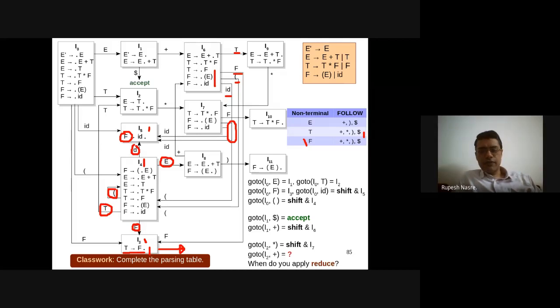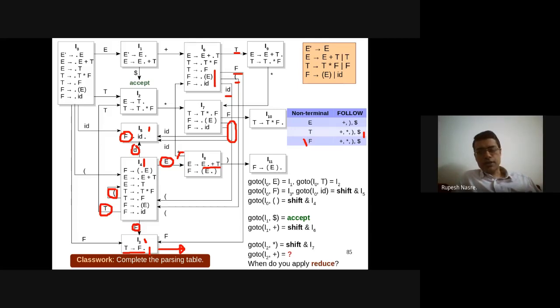If we have t deriving t dot id, okay. So if you have t deriving t dot id, you will not apply a reduce, right? That's okay. We do have such things here. For example, here e dot plus t, right? So on that we will have a transition on plus, which is going here. So that seems to be okay. That will not necessarily create a shift reduce conflict.